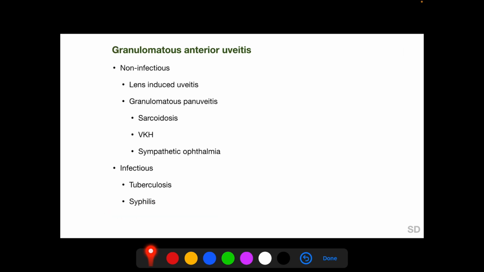Non-infectious entities which may present with granulomatous anterior uveitis include lens-induced uveitis or phacoanaphylactic uveitis, granulomatous pan-uveitis such as sarcoidosis, Vogt-Koyanagi-Harada syndrome and sympathetic ophthalmia, and infectious entities such as tuberculosis and syphilis.